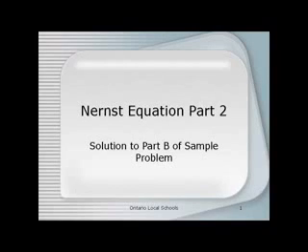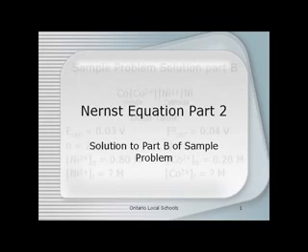It has to do with use of the Nernst equation in the broader subject of electrochemistry, oxidation reduction, and so on. We're going to do part 2 of the Nernst equation podcast series, and it's the solution to part B of the sample problem that was addressed in part A. If you've not watched part 1 of the Nernst equation video podcast, you need to go back and watch that, or this particular one won't make a lot of sense to you. So, welcome.